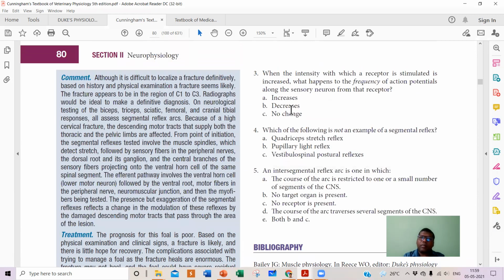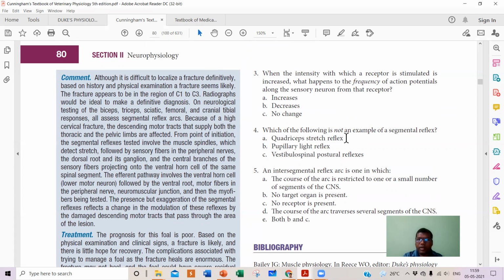So let us see some more examples. Third, when the intensity with which a receptor is stimulated is increased, what happens to the frequency of action potentials along the sensory neuron from the receptor? Increase, decrease, no change. Increase, yes, the frequency of action potentials will increase. We have discussed this in the previous lecture. Which of the following is not an example of a segmental reflex?